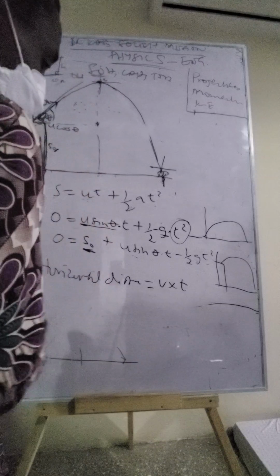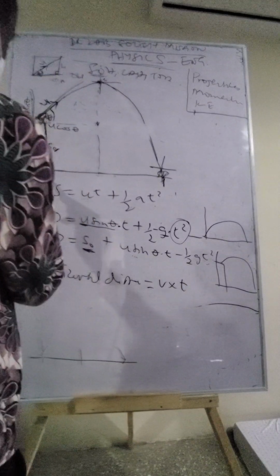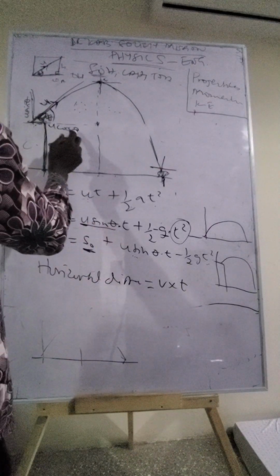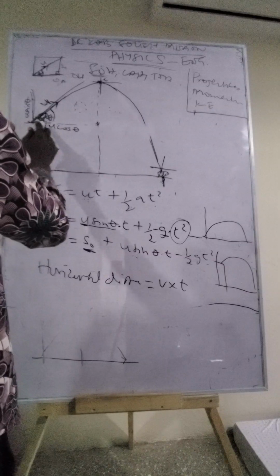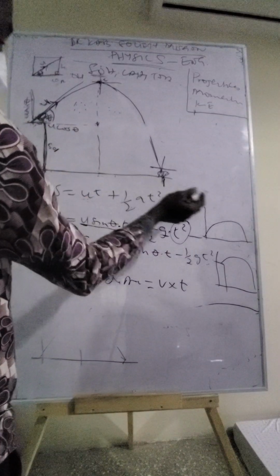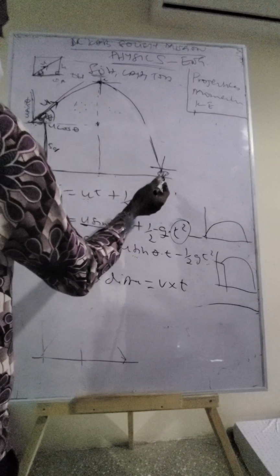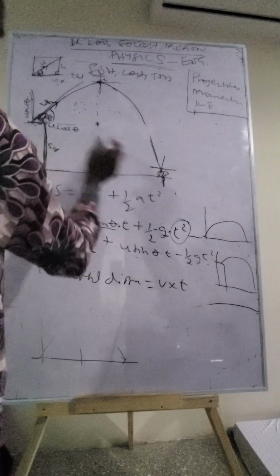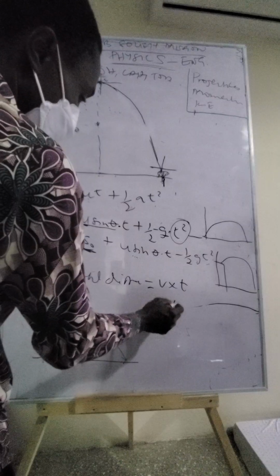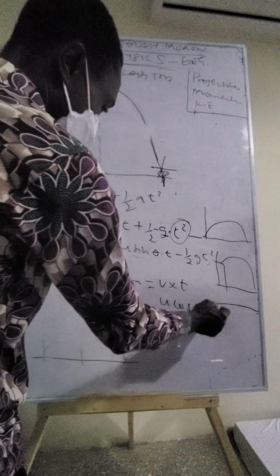So if you know our time, the horizontal velocity is this. Now the horizontal velocity goes like that. It is not affected by any gravity. It's not going to be changed by any acceleration. So it is constant. So it's just going to be u cos theta times t.